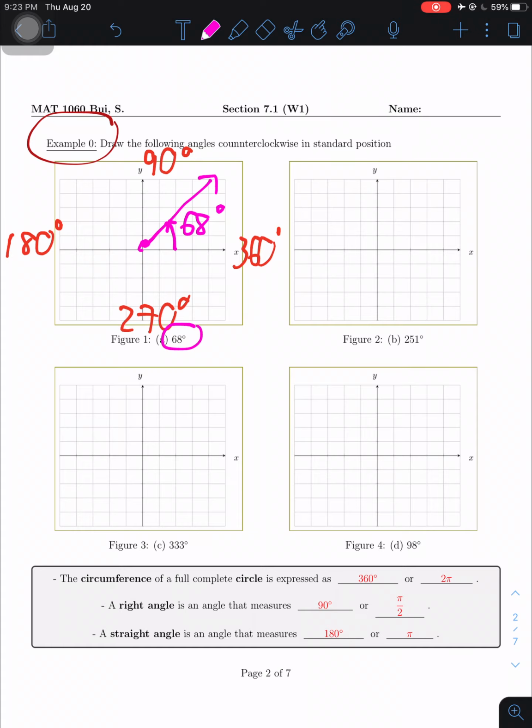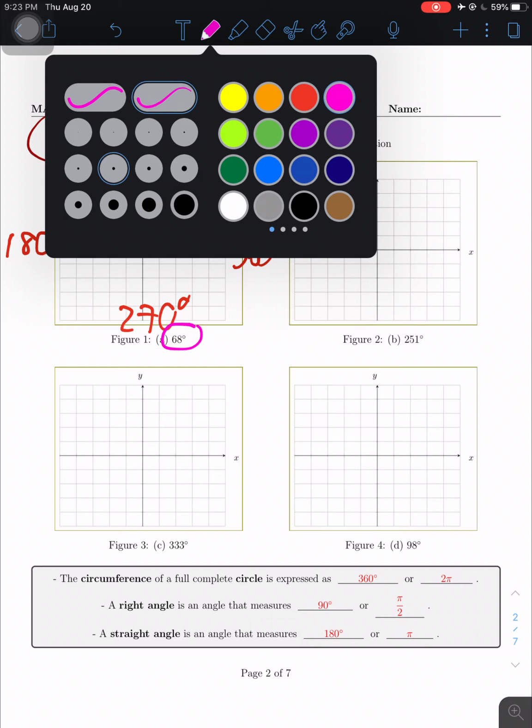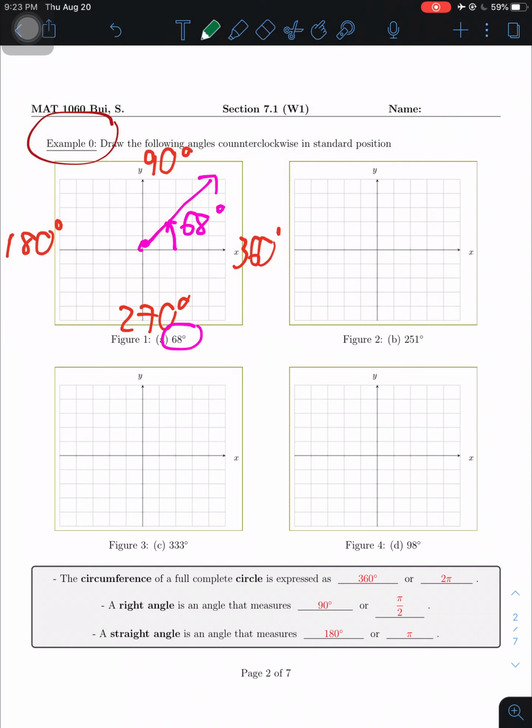Okay, for your work, for what you have to turn in, let me put it in, I don't know, green. You have to do this here, this here, and this here. Okay, for the other 3 figures, you have to draw the angles of 251 degrees, 333 degrees, and 98 degrees.